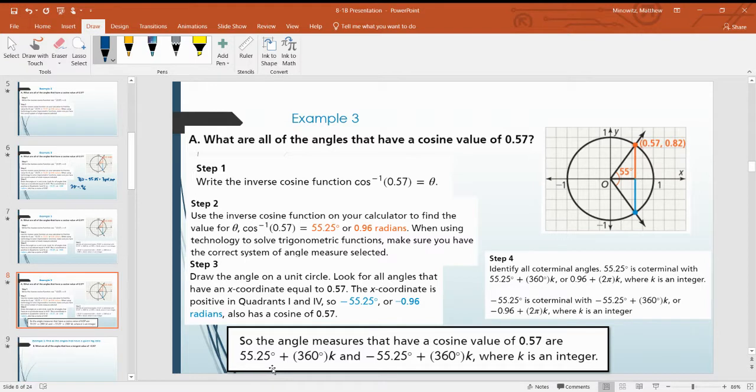So likewise, we do it here. 55.25 plus 360k and negative 55.25 plus 360k. Like I said, we can do this with a negative angle, or we can call this 304.75. But this tells us there's an infinite amount of angles that are in the first quadrant, 55 plus 360 and plus 360, keep on spinning. And there's also negative 55 plus 360 gets us into the fourth quadrant.